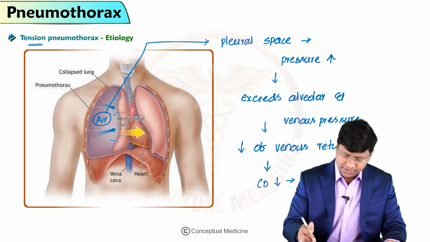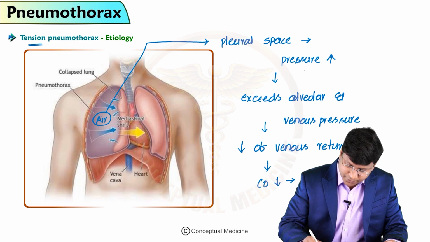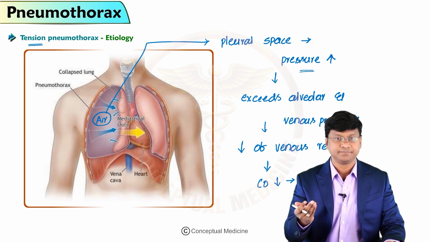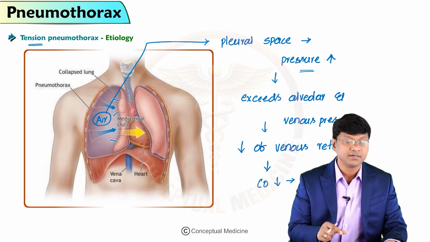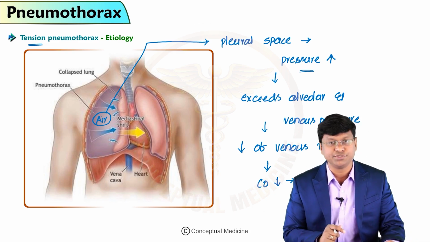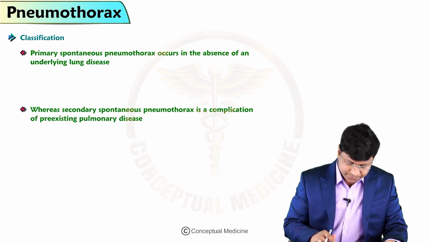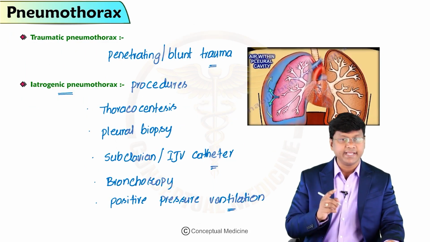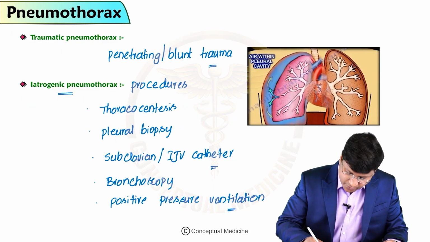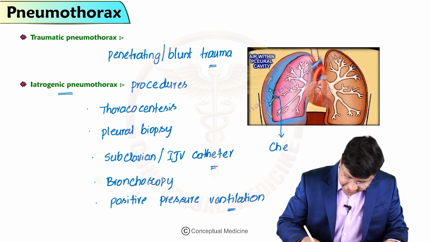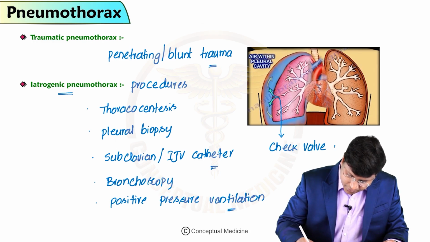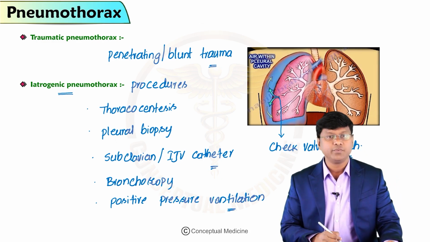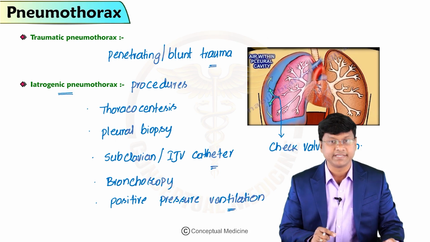Now the question is, why is the pressure in the pleural space very high? Why does that particular pathology develop in tension pneumothorax? Let me tell you. You have to understand a mechanism called the check valve mechanism. Now, what do you mean by this check valve mechanism?